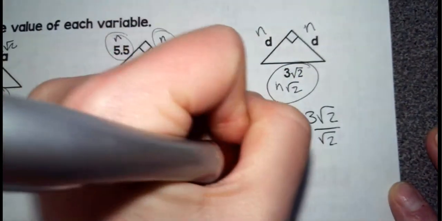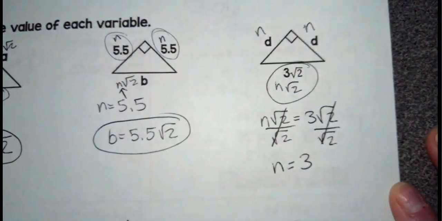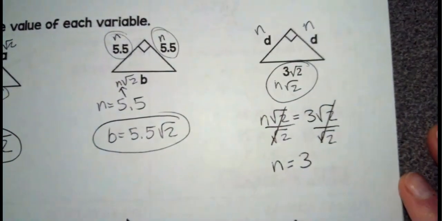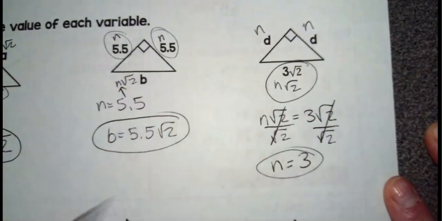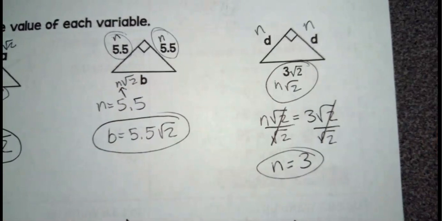Well, those are going to cancel out. So n is going to equal 3. Because square root of 2 divided by itself, anything divided by itself is 1. So it just cancels out.